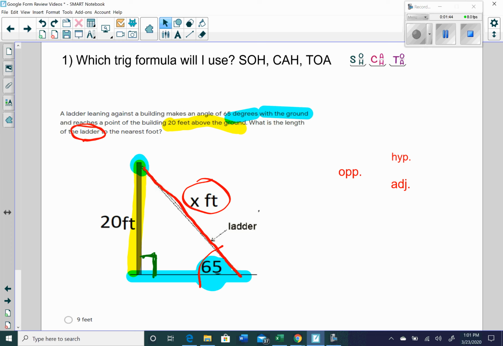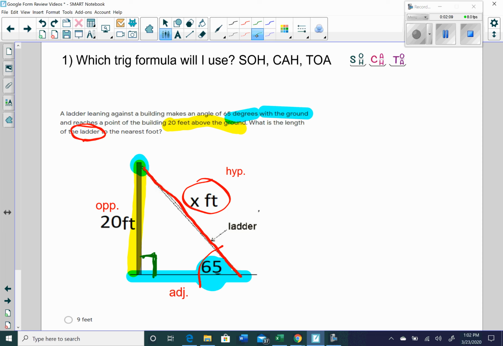So go to the input angle they gave you, 65 degrees, go across from it, 20 feet. The height is our opposite side. Go to the 90-degree angle and go across from it. X, the ladder, is our hypotenuse length. Finally, go to the input angle, 65, and go next to it. That ground is our adjacent side.